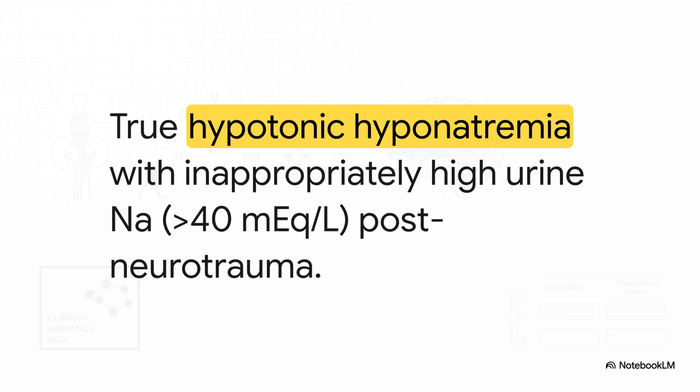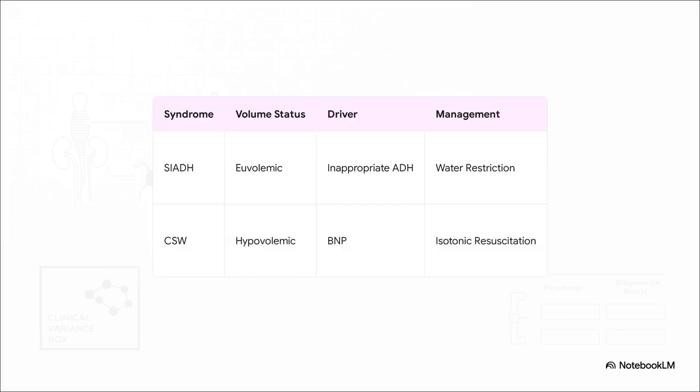The trap here is that both the syndrome of inappropriate antidiuretic hormone, or SIADH, and cerebral salt wasting, or CSW, present with these exact identical laboratory values. So, how do we differentiate them? This diagnostic decision matrix clearly isolates the physiological drivers, and getting this distinction right literally dictates survival.